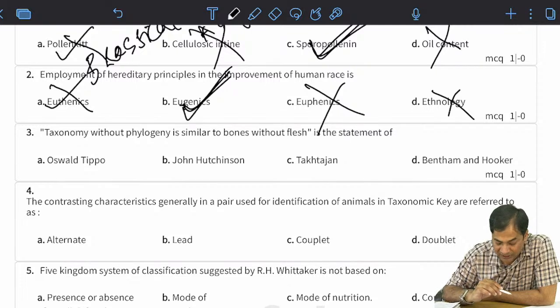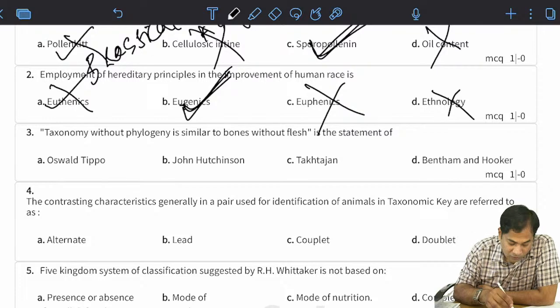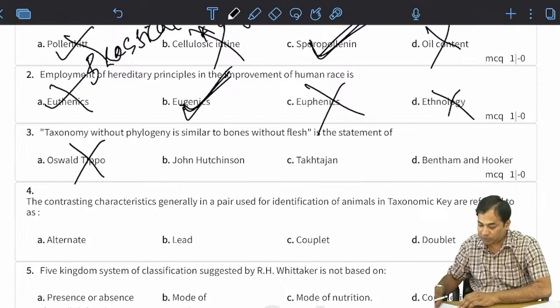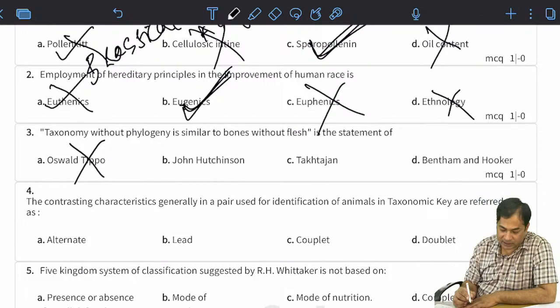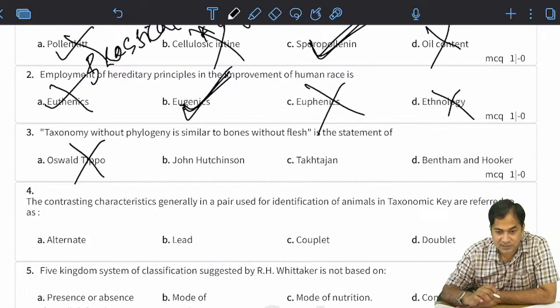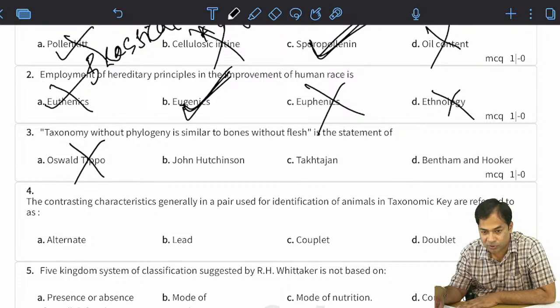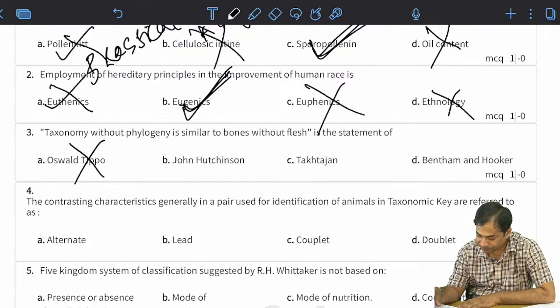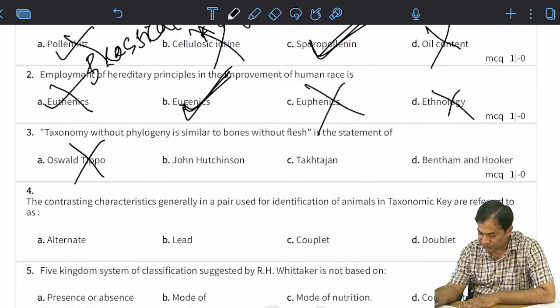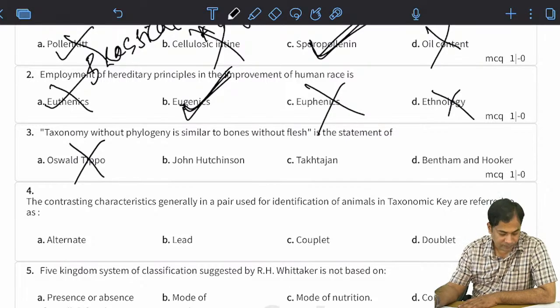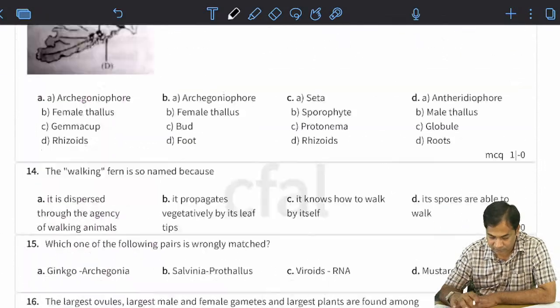So who said this? This is a statement of which scientist? Oswald Tippo is completely wrong, because Tippo is a scientist. So let us know more about Oswald Tippo. He is a taxonomist. He used to classify plants in 1942. I'm going to write about Tippo.